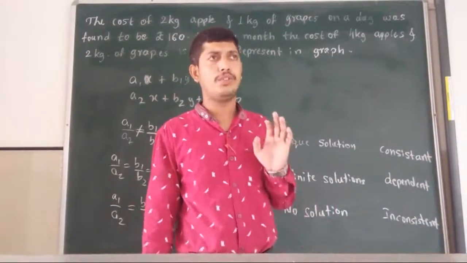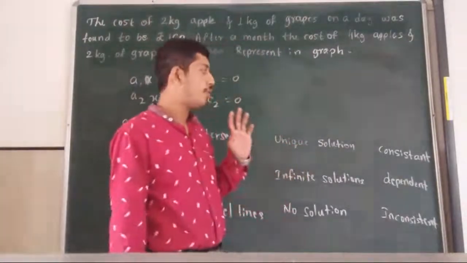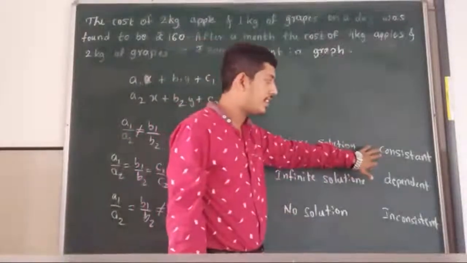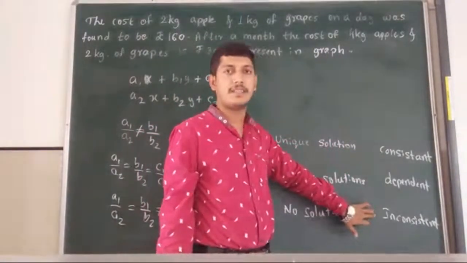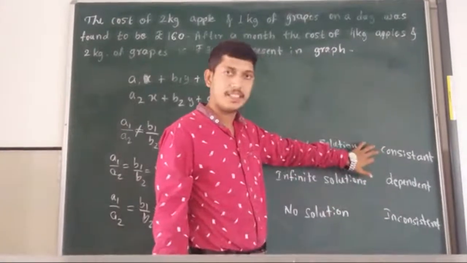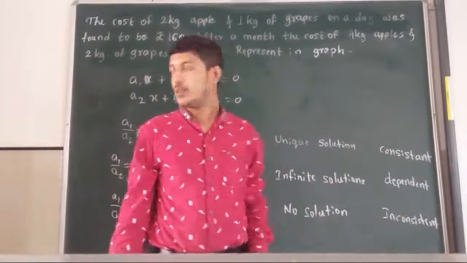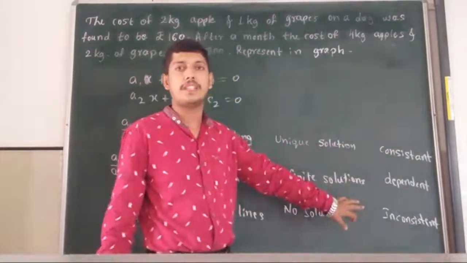Okay, so to know that we can also use another three words. The first one is consistent, then dependent, and inconsistent. So these are the three conditions and these are the names related to them.